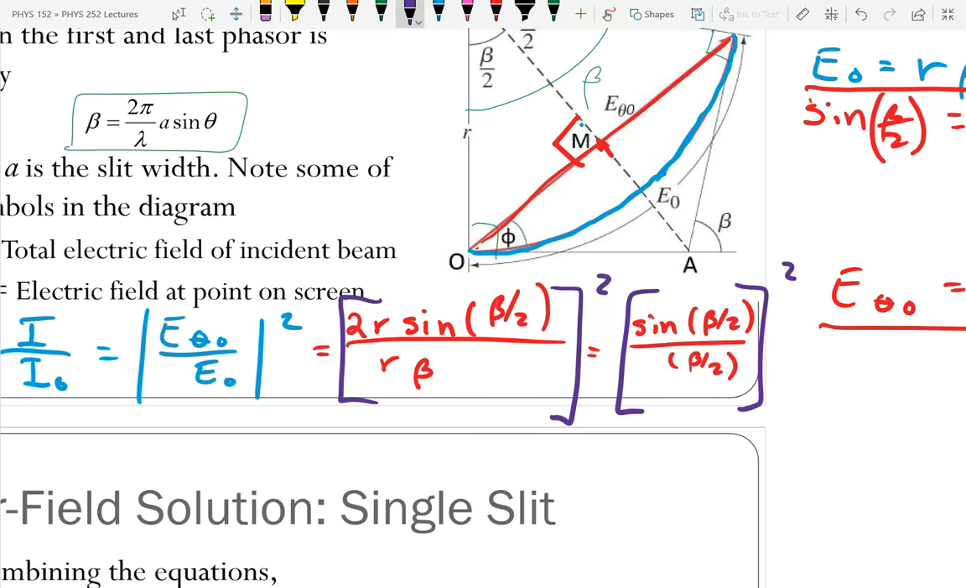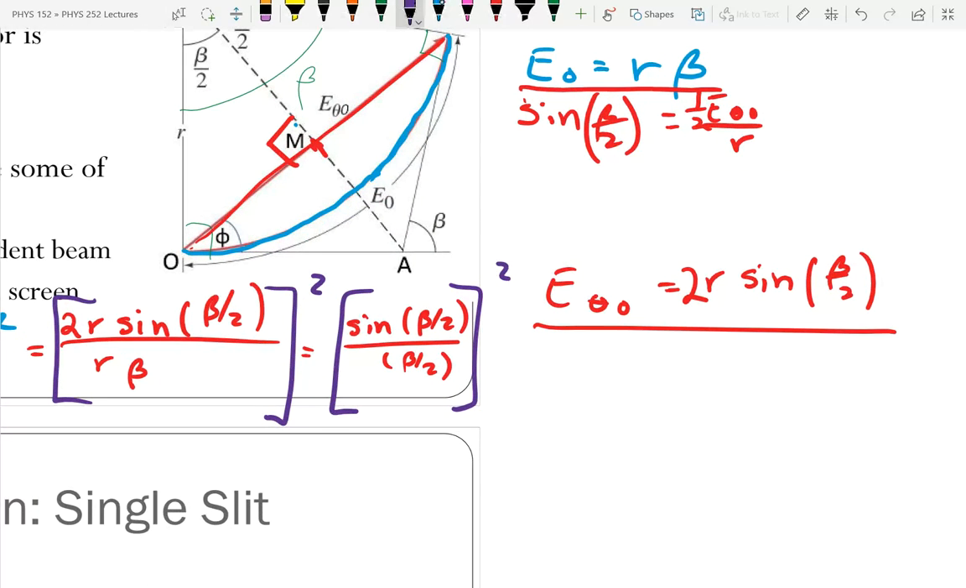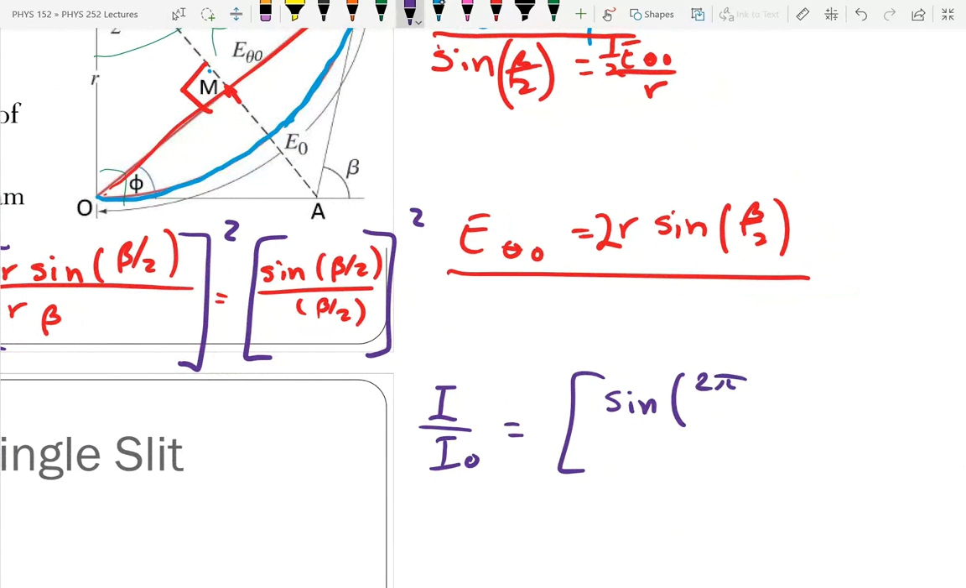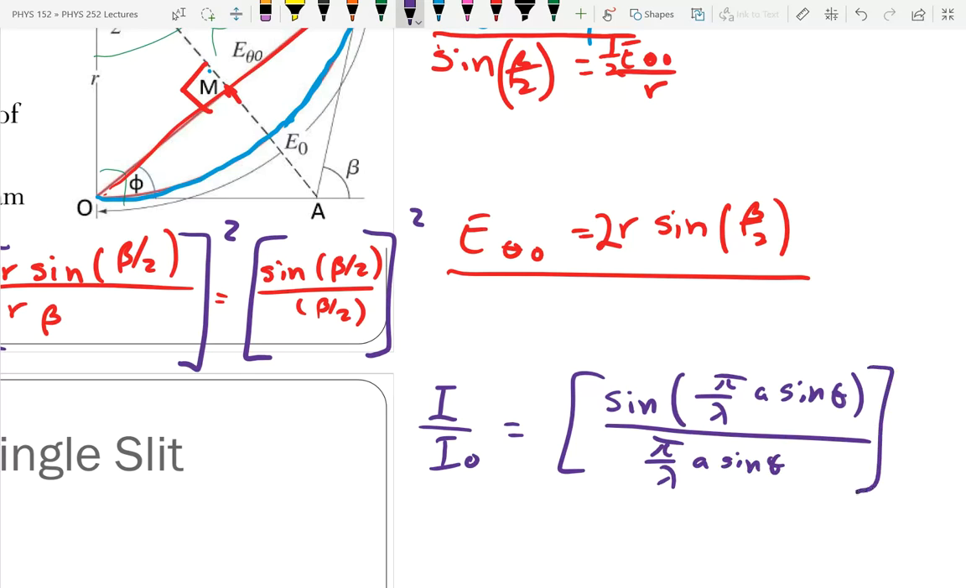So my ratio of intensities is just that. Now that seems simple except for what was beta. Beta wasn't something simple. Beta had to do with our angle theta. So now I need to put my angle theta into this, and so beta is written right there, 2 pi over lambda a sine theta. And it was beta over 2, so let's just divide out that 2. So that's the equation for my intensities.